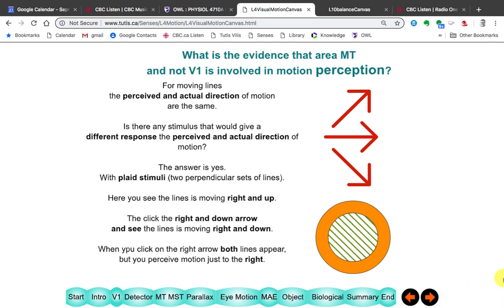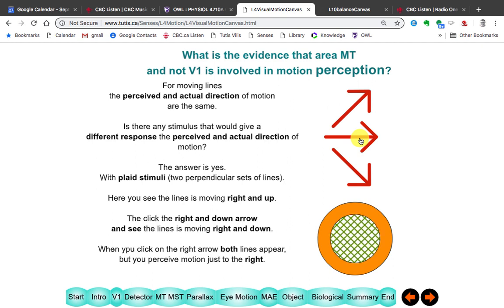Okay? Here you see a line moving up to the right. Here you see the line moving down to the right. But let's say I put both lines on at the same time. Okay? Now, there's no line moving to the right. Okay? But what you see is this pattern moving to the right. So physically, on the eye, there's no line moving to the right. There's just this or this. But when you combine them, you see this.